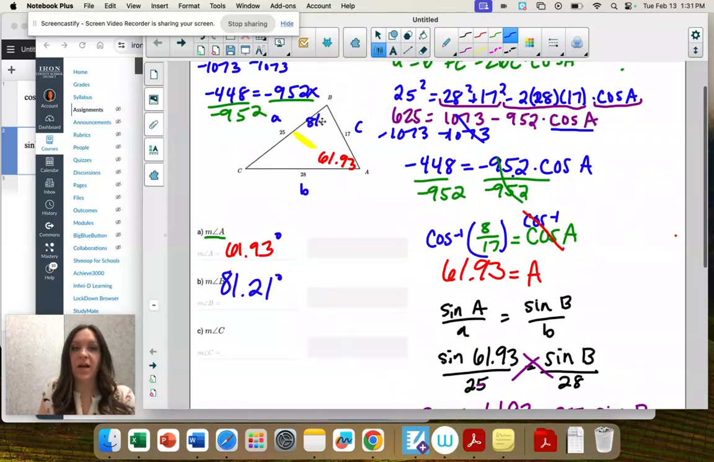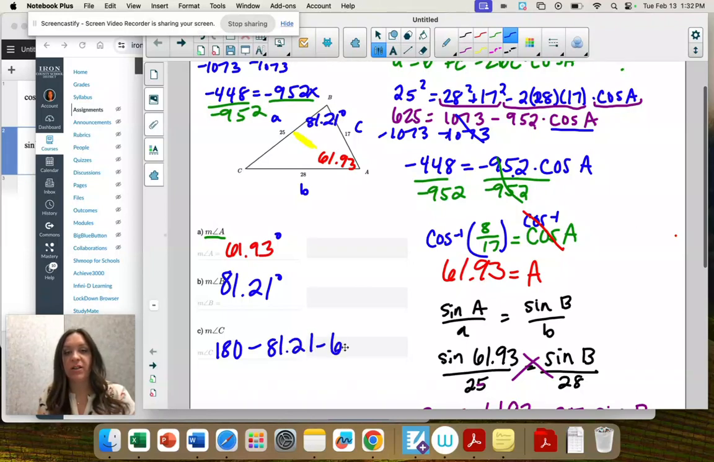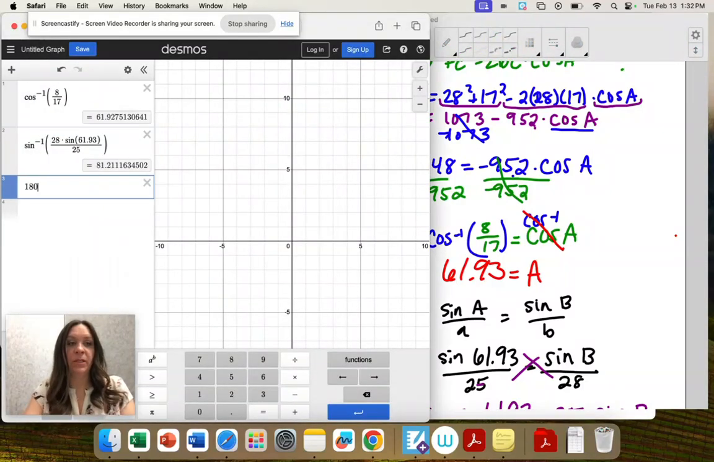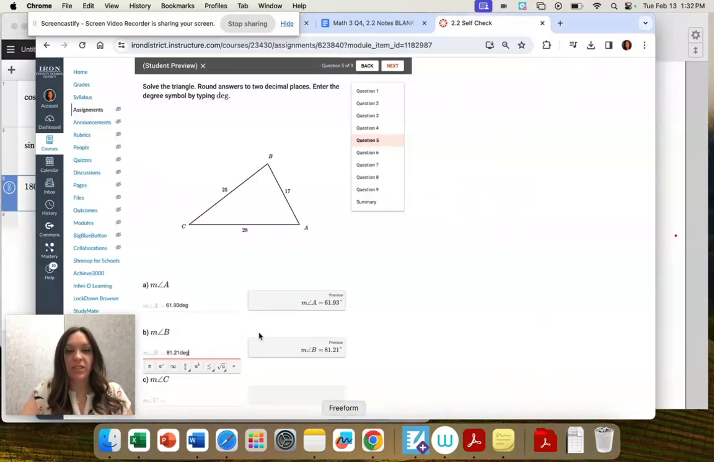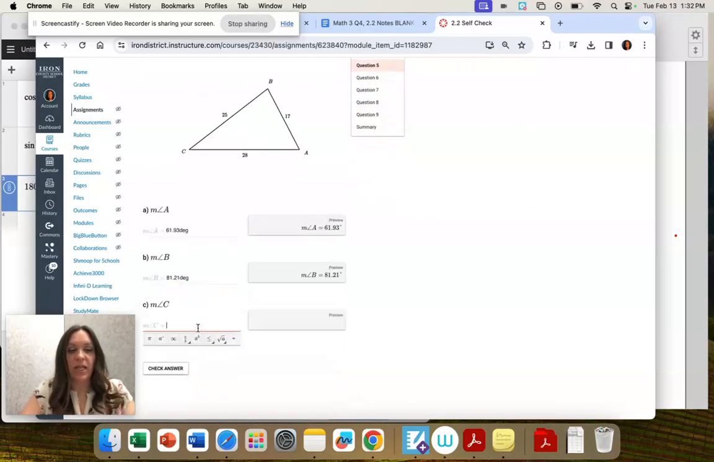Okay, so once you have 2 angles, the third one's not bad, right? They all add to 180. So I'm going to take 180 minus the 2 that I already got, and that'll leave me with the third one. So 180 minus 81.21 minus 61.93. So 36.86 will be my last angle.